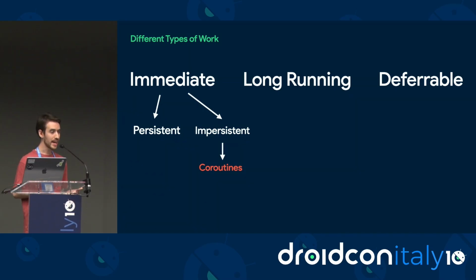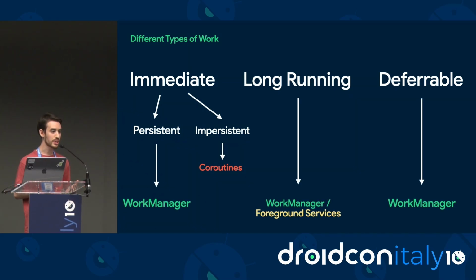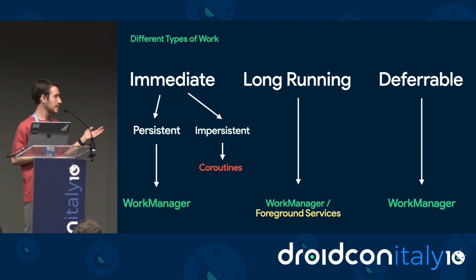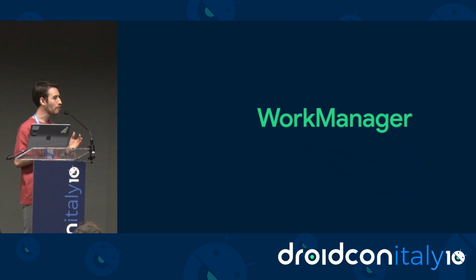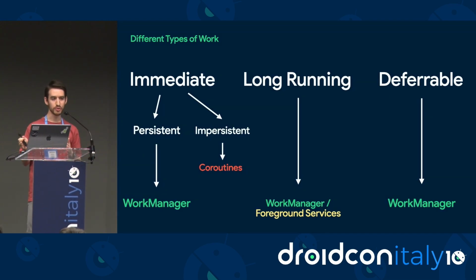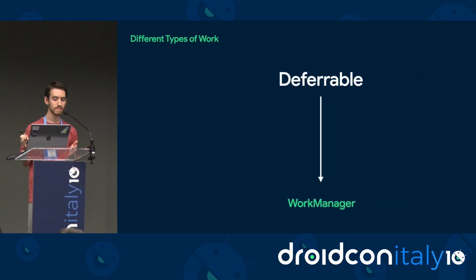For all the other categories, so for persistent work, WorkManager and ForegroundServices in some cases are the recommended solution. So a constant in this, as I said, is WorkManager. The official definition of WorkManager from Google Docs is the recommended library to perform persistent work. Let's examine all of those categories one by one.